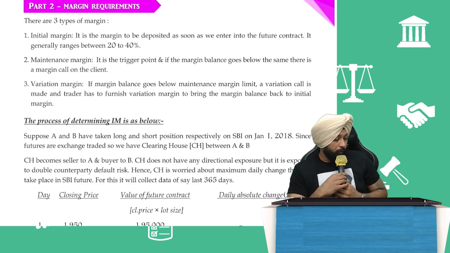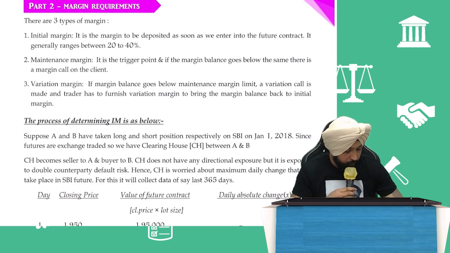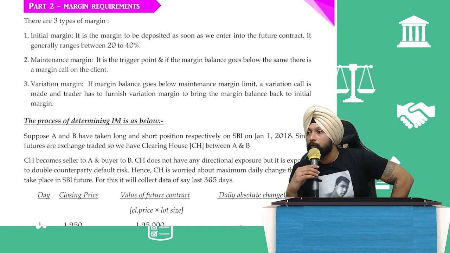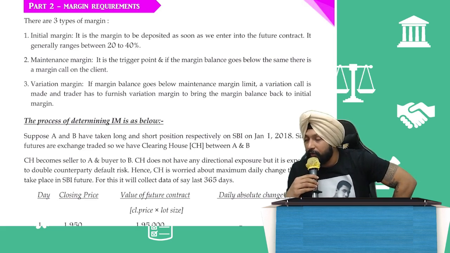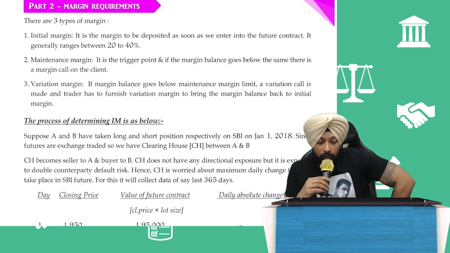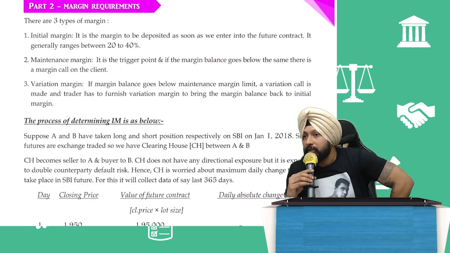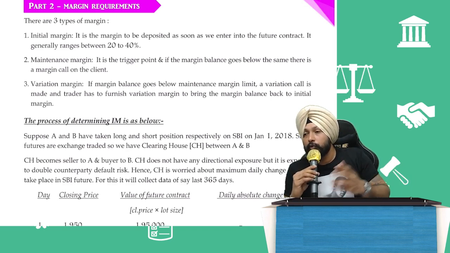I told you, because in futures we only take a position and we do not get delivery of the shares. So you have to only pay initial margin. This initial margin can be 20, 25, 30% of the overall exposure. What is exposure? Exposure is the price of the share into lot size. That is the total exposure.